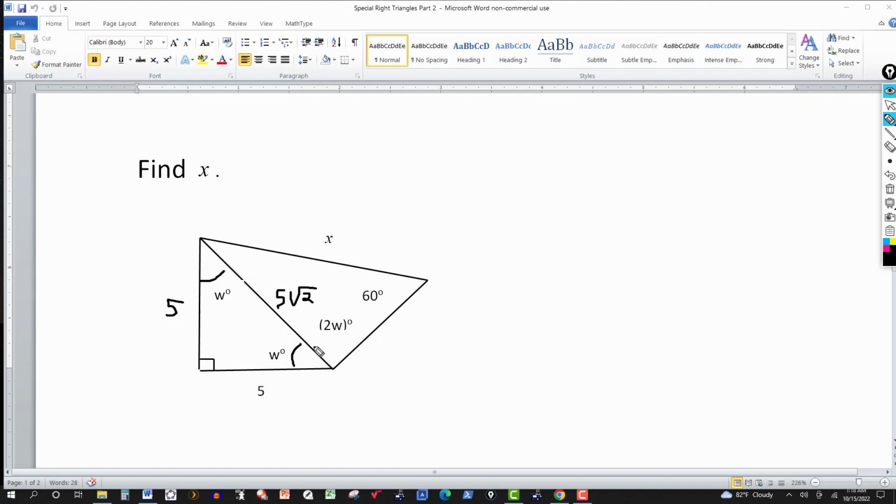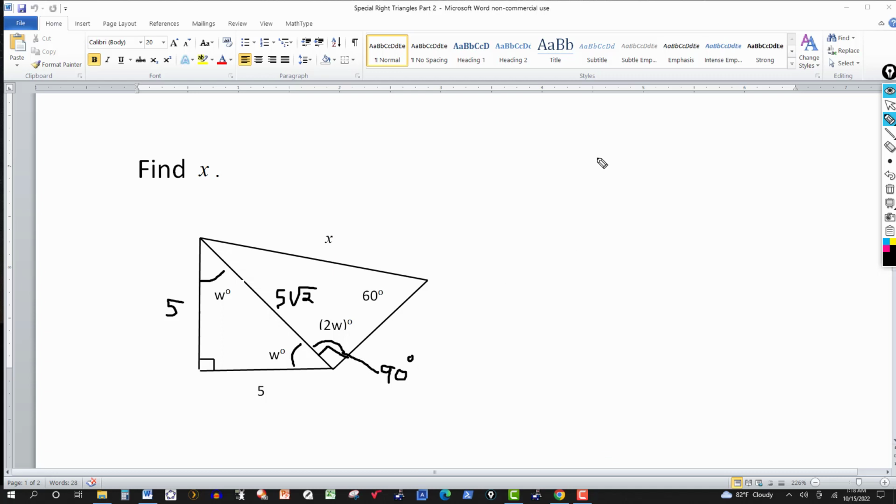And notice to tell you that this angle is twice W. But based on what we just said, W has to be 45, so that tells me that this is a 90 degree. That's 90 degrees. 45 times 2. So that angle right there is 90 degrees.